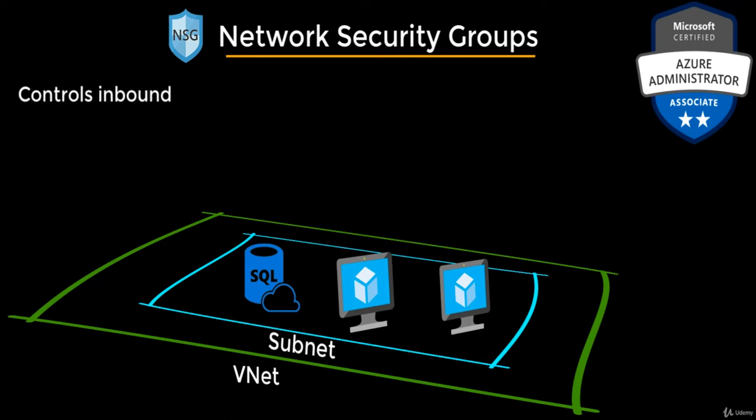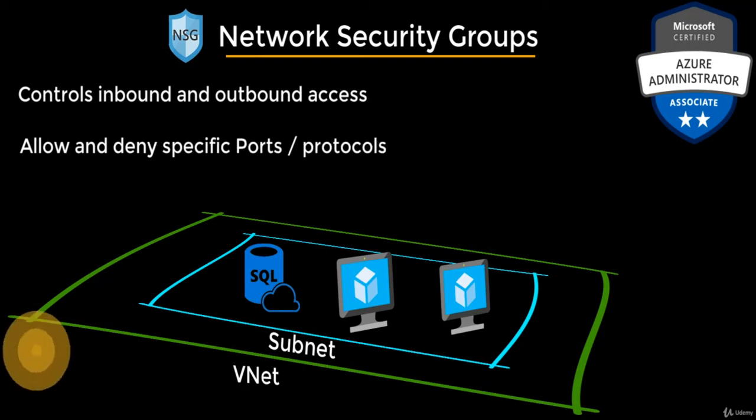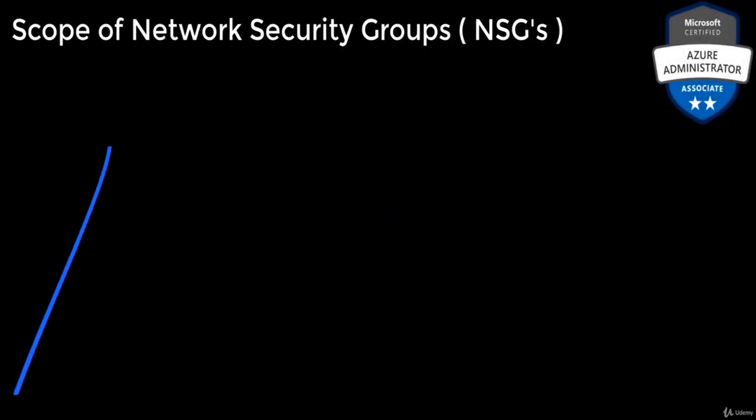Network security groups will let you control the inbound and outbound traffic from and to your resources in your VNet. You can allow and deny specific port level communication. In the next video, let's learn more about network security groups, and specifically we'll be discussing the scope of network security groups.